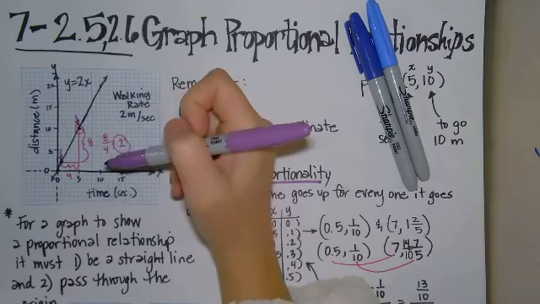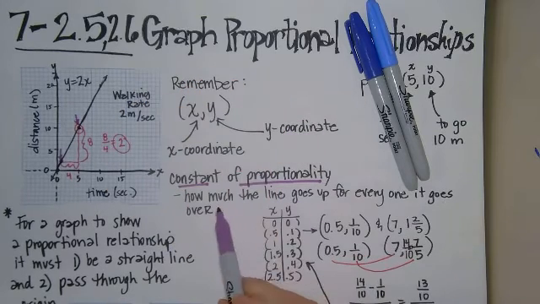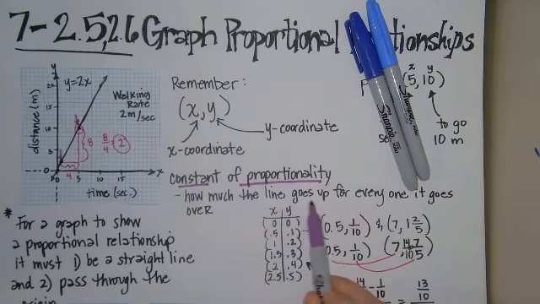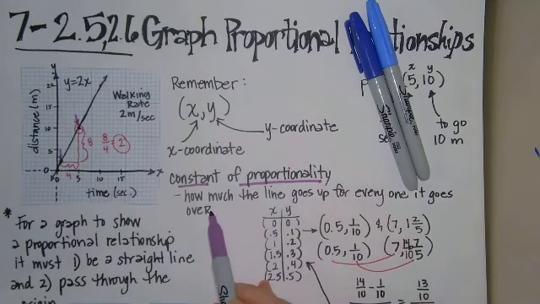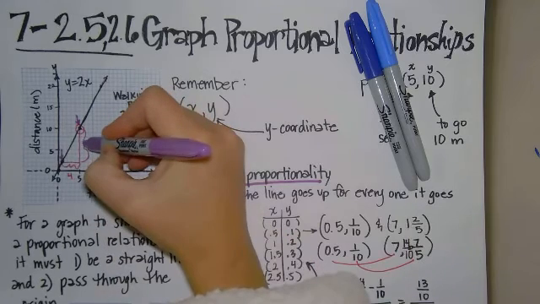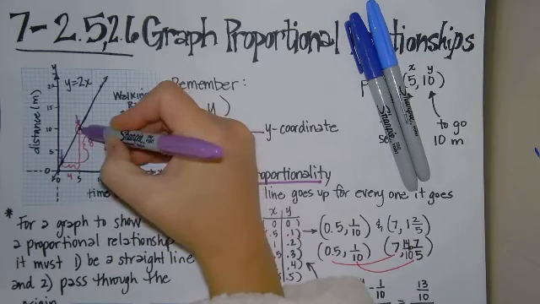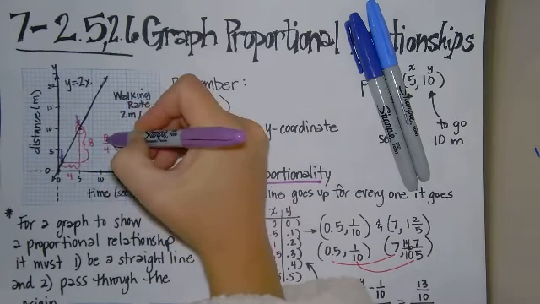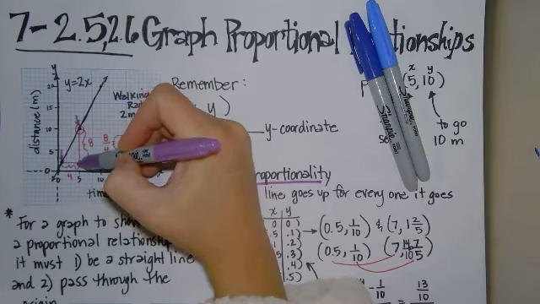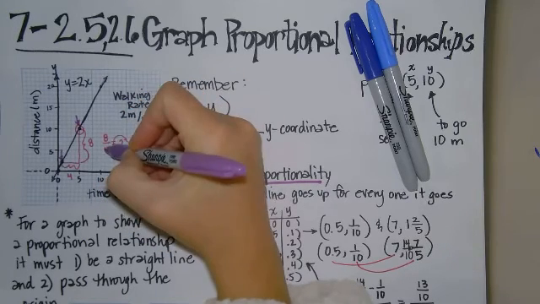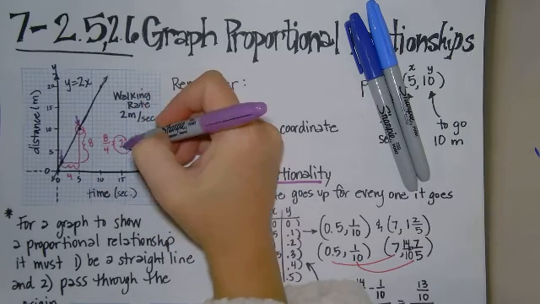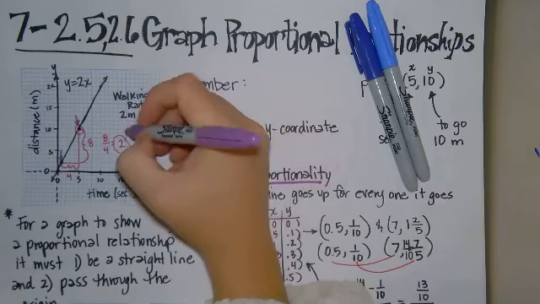All right, so I'm going to choose this point and this point, and now we're looking at how much the line goes up for every how much it goes over. So let's take a look at how much it goes up. Here we're going from 2 to 10, so that's a distance of 8. And then from here we're going from 1 to 5, so that's a distance of 4. And if I take 8 divided by 4, I get 2.